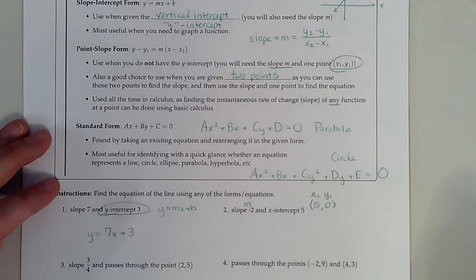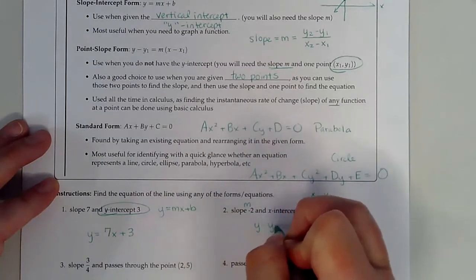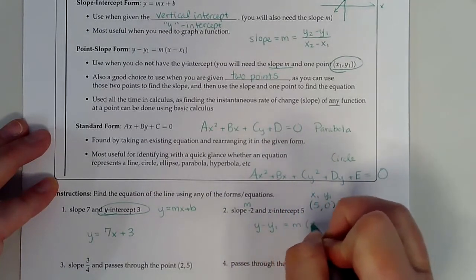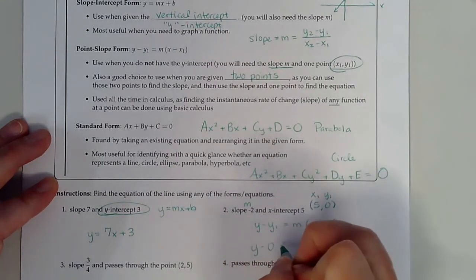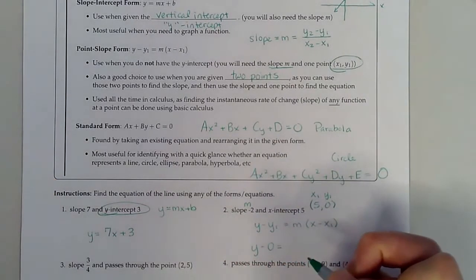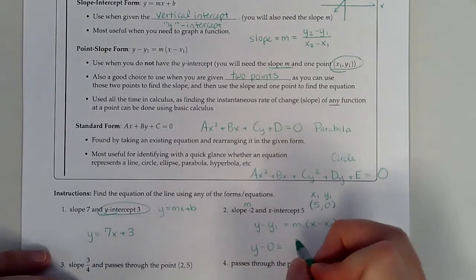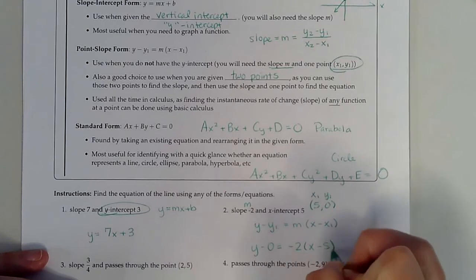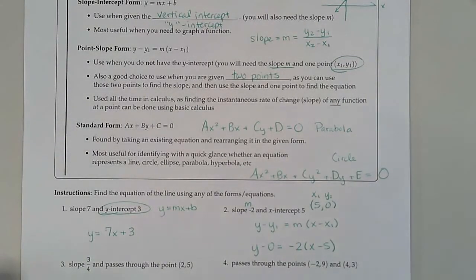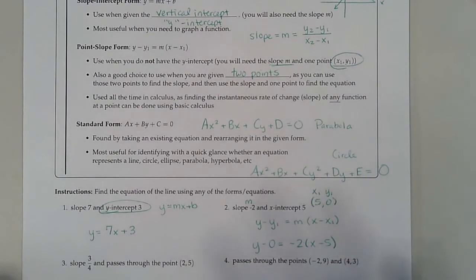So that equation is y minus y1 is equal to m times x minus x1. So y minus 0 is equal to, let's see, negative 2 times x minus 5. You are certainly welcome to leave it like this. You don't have to simplify it. You don't need to move things over to the other side. This is perfectly acceptable as an equation.